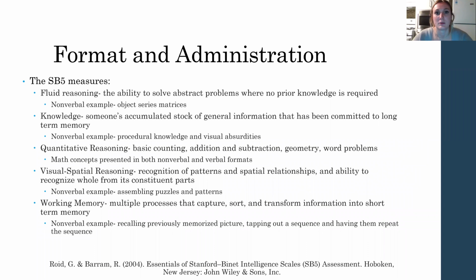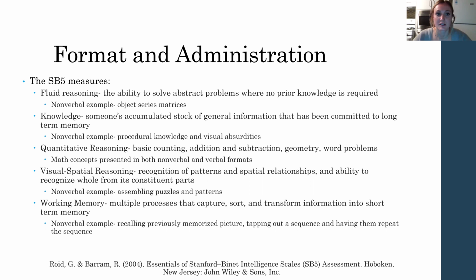In terms of format and administration, as I mentioned earlier, it measures 5 items in a nonverbal and verbal example. For fluid reasoning, they define it as the ability to solve abstract problems where no prior knowledge is required. For the nonverbal example, they asked kids to do object series matrices.